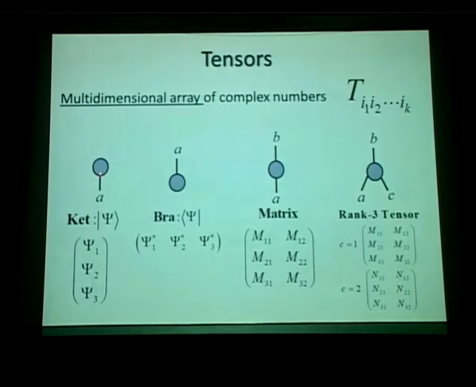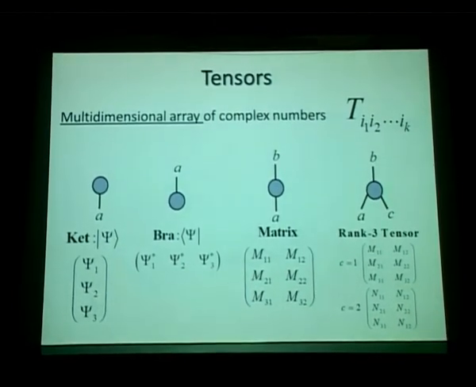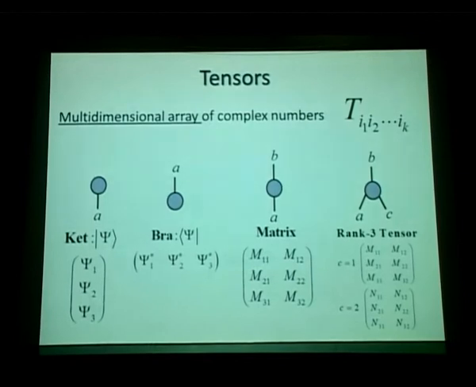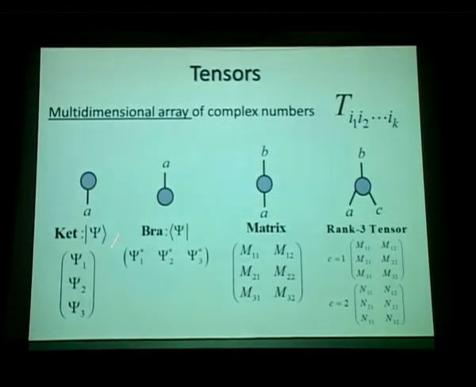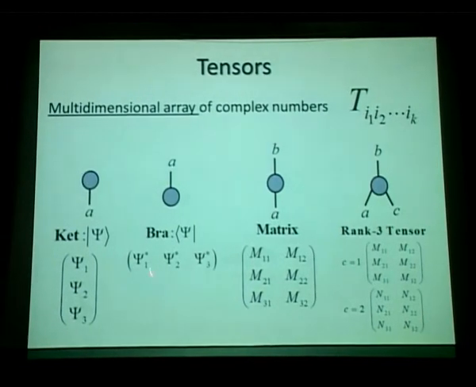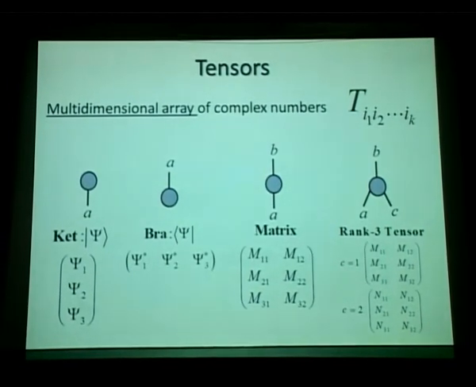So a tensor with one index is just a vector. So a ket, which is simply a column vector of complex numbers, I'm going to draw that as a circle and a line emerging from underneath it. And here A basically corresponds to the number of complex numbers in this vector. The corresponding bra, which is a row vector made of the complex conjugated values, I'm going to draw that as a circle and a line emerging from above it.